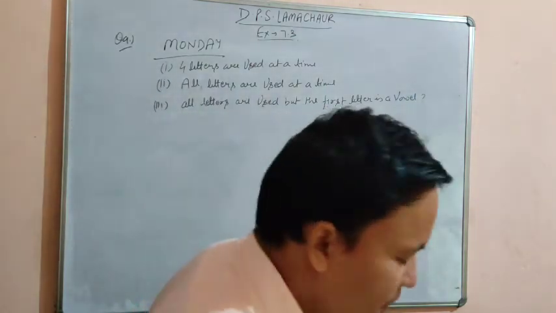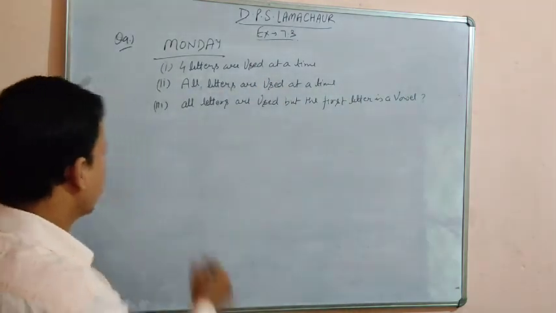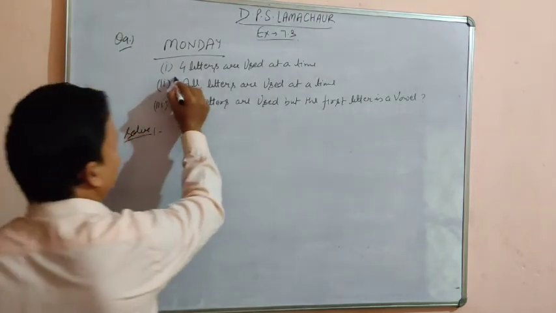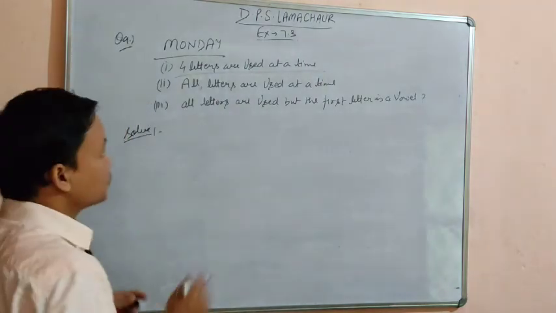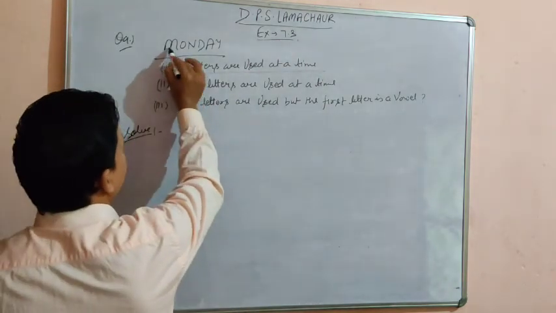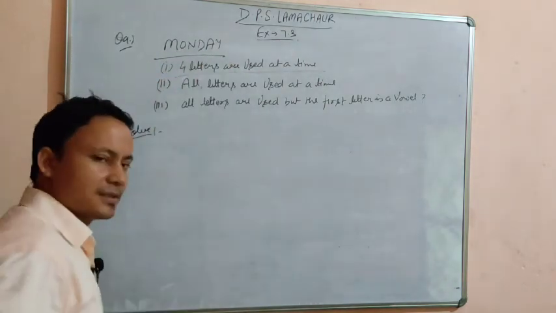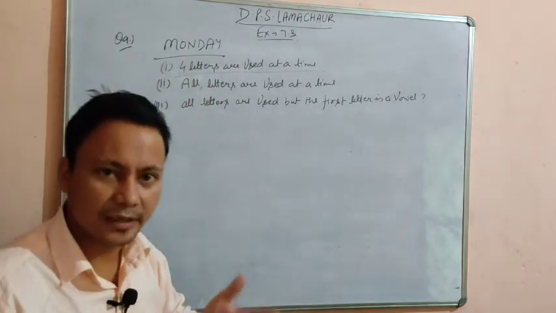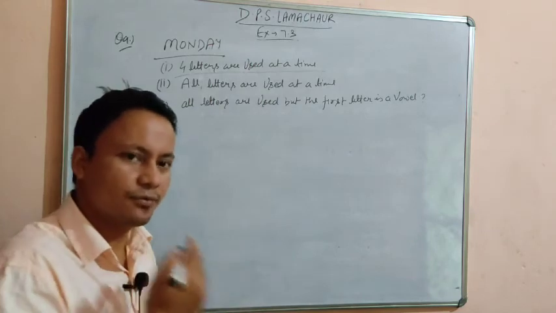So we have to find the number of permutations in 3 cases. First case, 4 letters are used at a time. So dear student, we have 6 letters, and out of 6 we are taking 4 letters at a time.